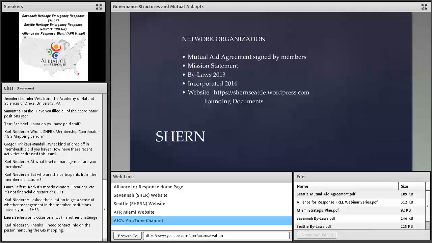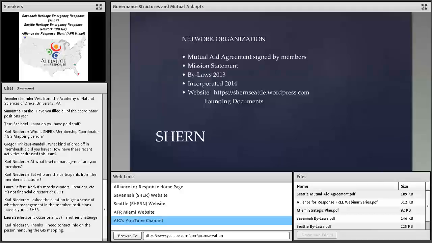And as we began our work, we decided we needed a little more detailed organizational structure, so we developed bylaws. And Laura mentioned using our mutual aid agreement. Well, we used their bylaws. We looked at a number of bylaws, but the ones that Savannah had developed were the most useful.